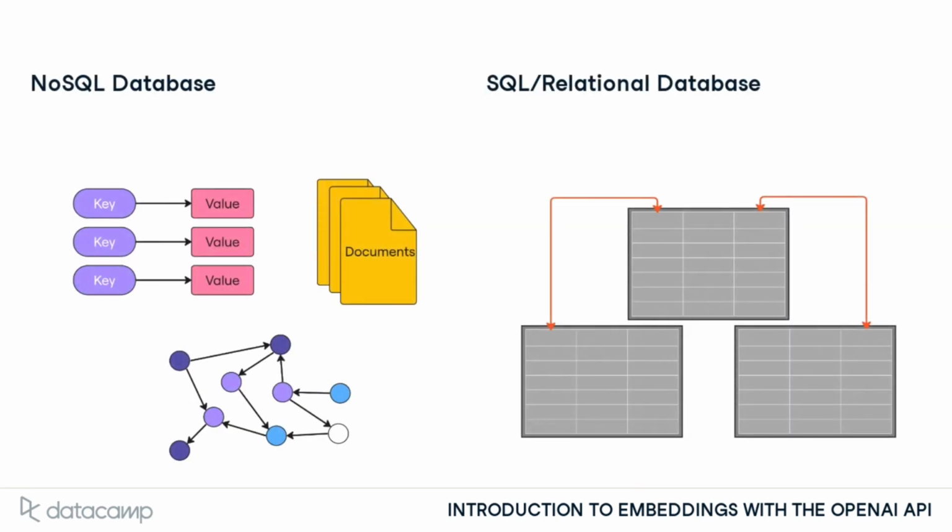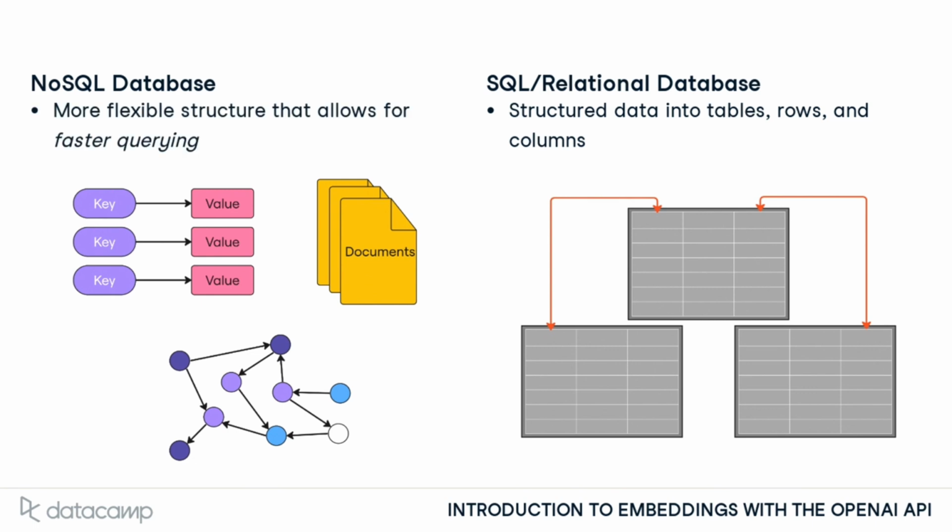The majority of vector databases are what's called NoSQL databases, which contrast conventional SQL or relational databases. SQL databases store data in tables with rows and columns. NoSQL databases don't use tables and can be structured in several different ways to enable faster querying.